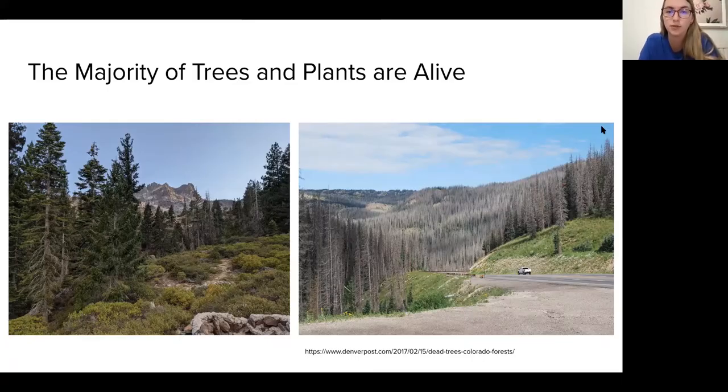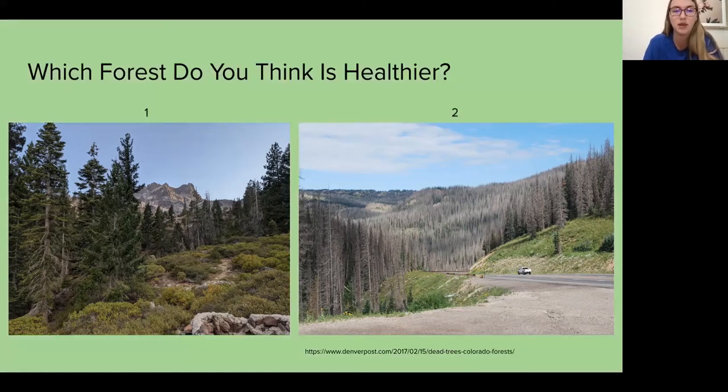So the majority of trees and plants are alive. This one might seem like an obvious factor, because if we're thinking about forest health, it's probably not a very healthy forest if your trees and plants are dead, but we want to highlight the word majority here. So it's okay to have a couple of dead trees. That's totally normal. All trees at some point will die. So it's a completely normal part of forest ecosystem to have some dead trees, as long as the majority of them are alive.